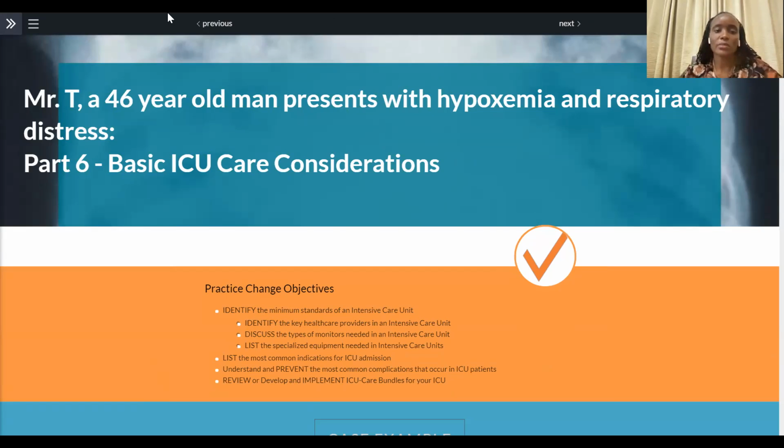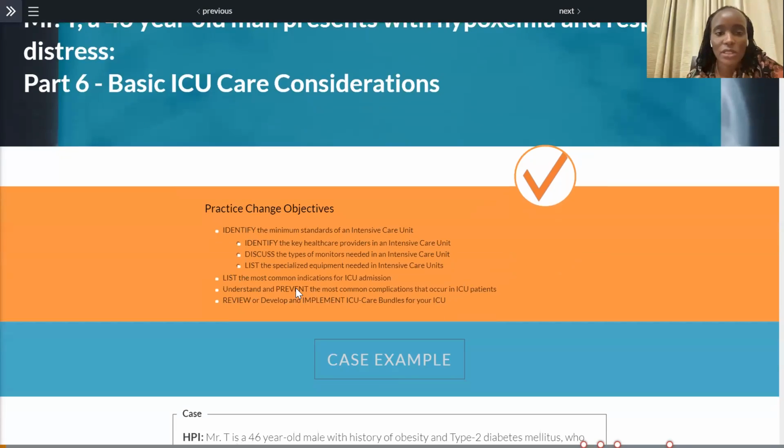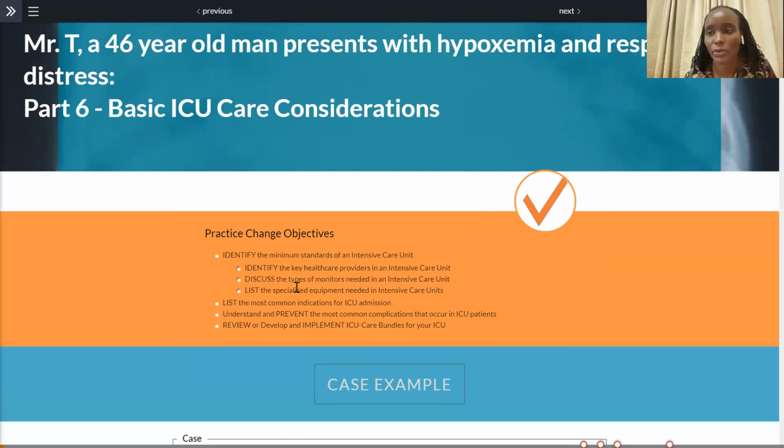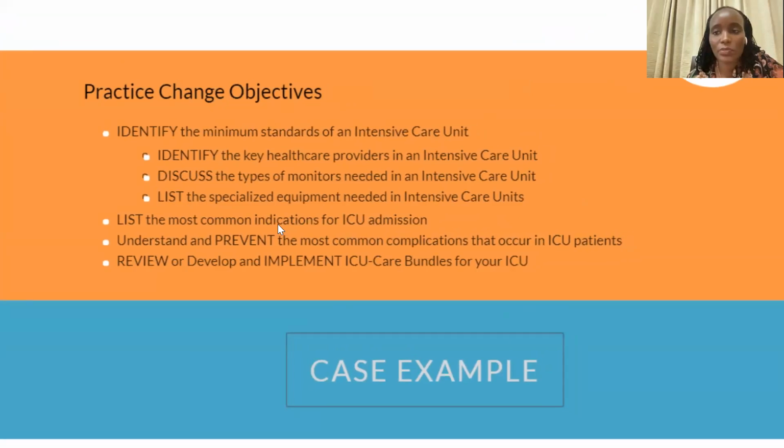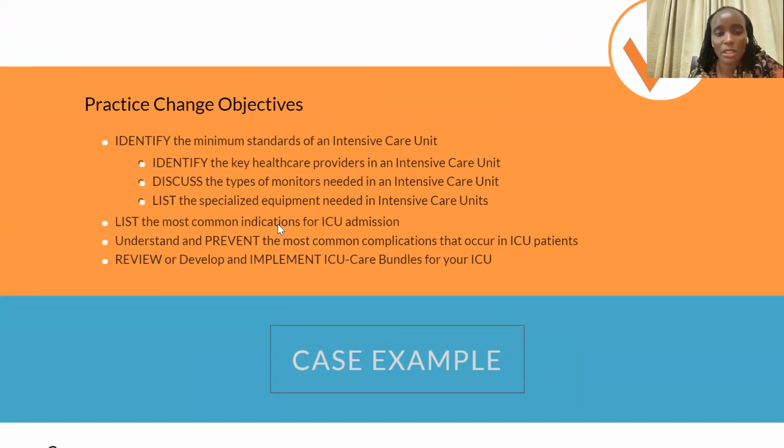So today's session is part 6 of the oxygen series, and we're having a discussion on basic ICU care considerations. What we're going to discuss is a patient, a 46-year-old man who presents with hypoxemia and respiratory distress. We're just going to discuss this patient in various chapters.